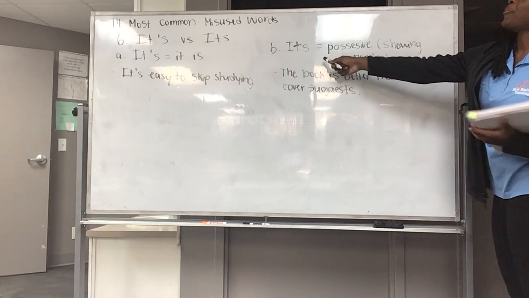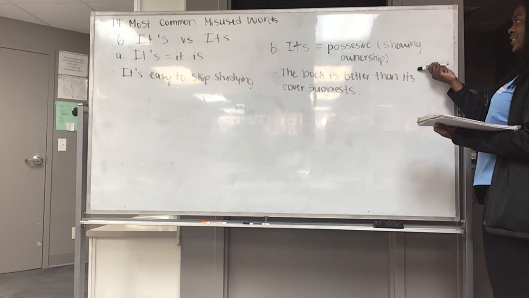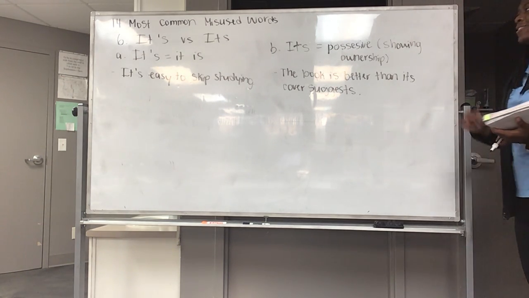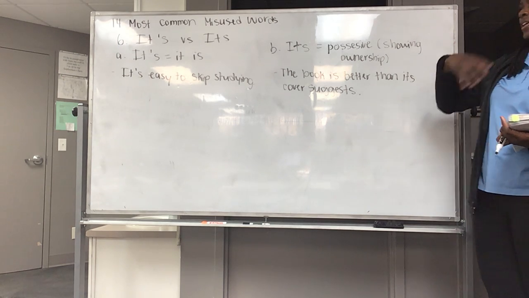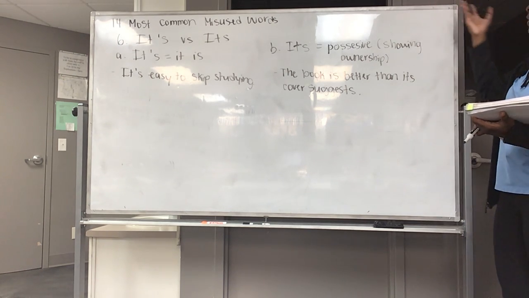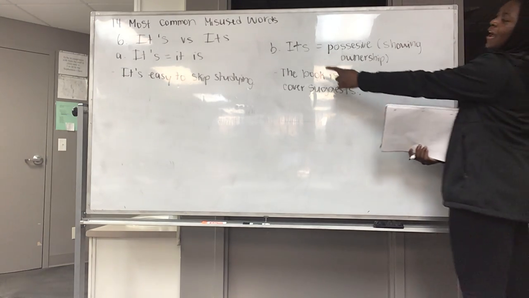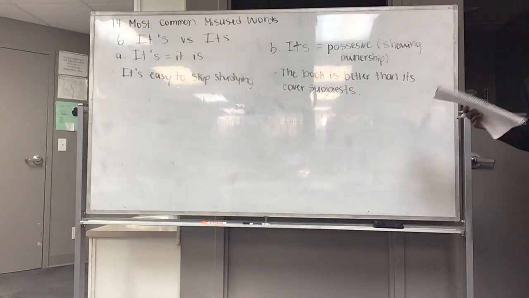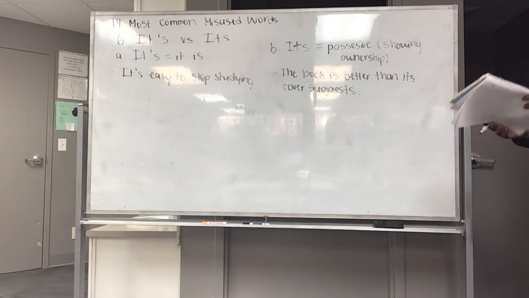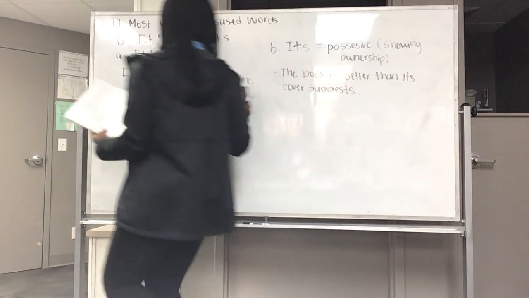Yeah, so this type of its without the contraction is actually showing possession. And it's kind of weird because usually when we have an apostrophe, like Rachel's apostrophe S, that's showing possession. But when we're talking about its, the one without the apostrophe shows possession. Okay. On to number 7.